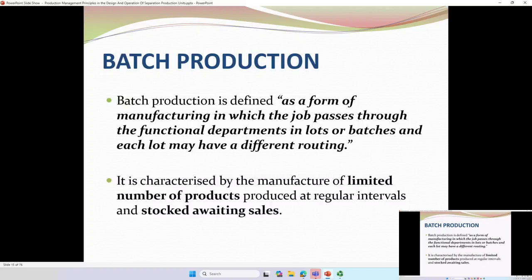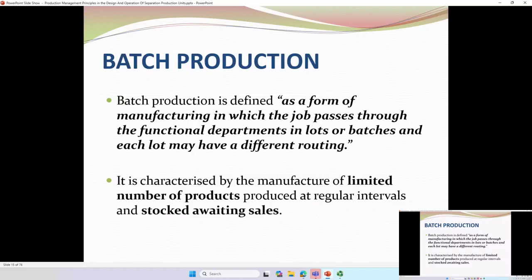So, it is a form of manufacturing in which the job passes through the functional departments in lots or batches, and each lot may have different routing. It is characterized by the manufacture of a limited number of products produced at regular intervals and stocked awaiting sales. That is the reason why for some of us that work in shifts, today they will tell you there is a job, tomorrow they will say no, there's no job tomorrow, because it's batch production.